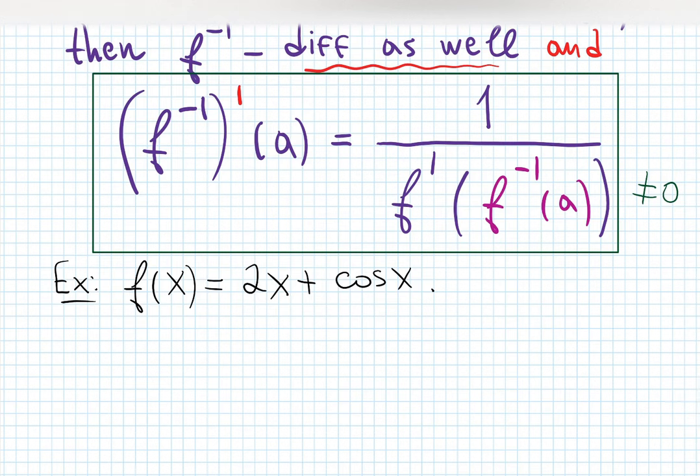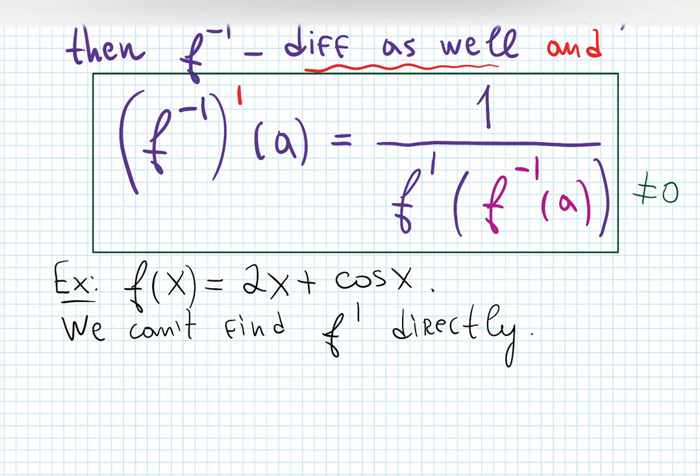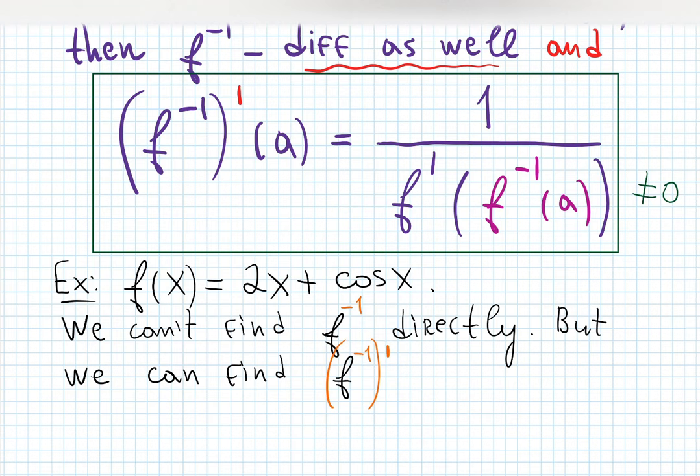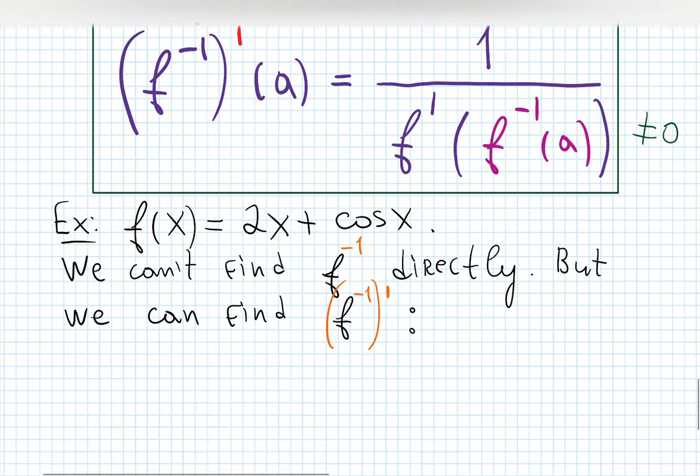So for this one, we can't find f inverse directly. But using the theorem, we can find the derivative. Oh, that's not prime, that's inverse. Be careful here, that's inverse. Let me put a red color. We can't find the inverse directly, but using the theorem, we can find the derivative of this unknown function using the formula. And this is how it looks.